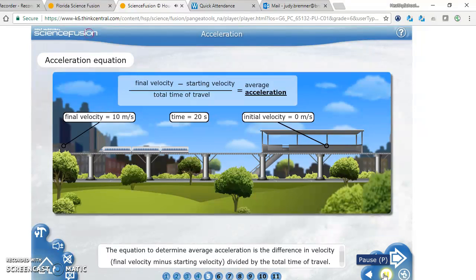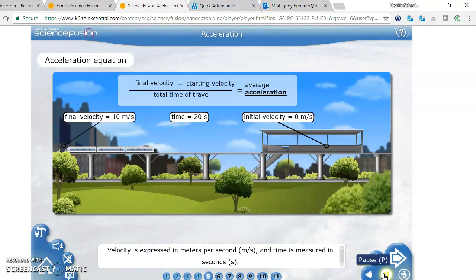The equation used to determine acceleration is the final velocity minus the starting velocity, divided by the total time of travel. Velocity is expressed in meters per second, and time is expressed in seconds. So acceleration is measured in meters per second squared.